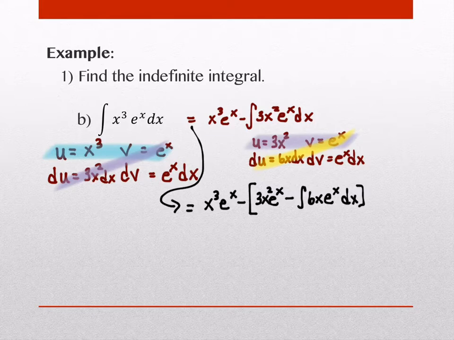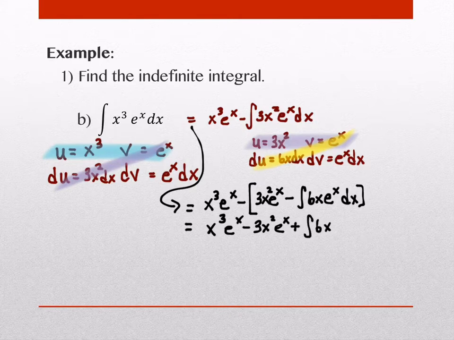So before I go too much further, let me go ahead and clean up all my negatives that are going on because they're kind of crazy looking with all the brackets and parentheses. So I have x cubed e to the x minus 3x squared e to the x, and then what? Plus the integral of 6x e to the x dx. And what do you notice? There's another one. Oh my goodness.